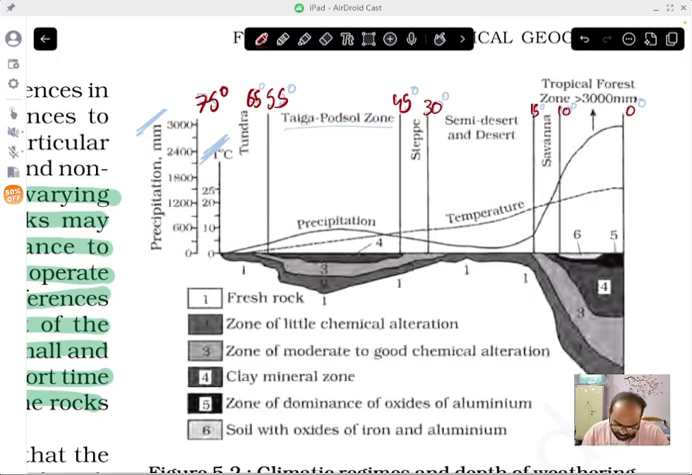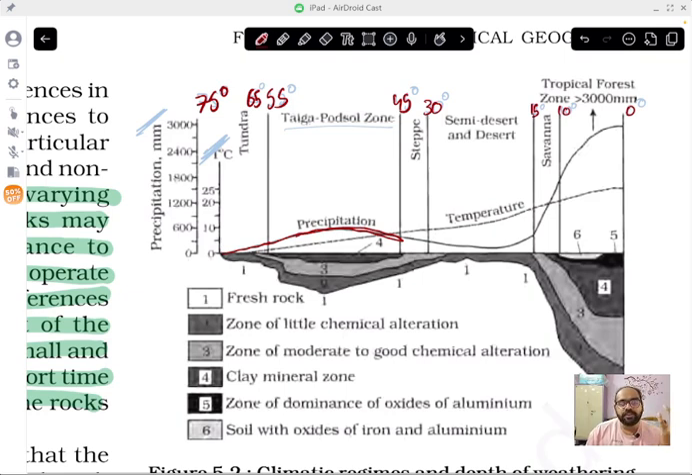Okay, see, precipitation is very less in the tundra region, that is, less rainfall in the tundra region, and it gradually increases around 45 to 55 degrees north or south latitude. That is in the taiga podsol zone.